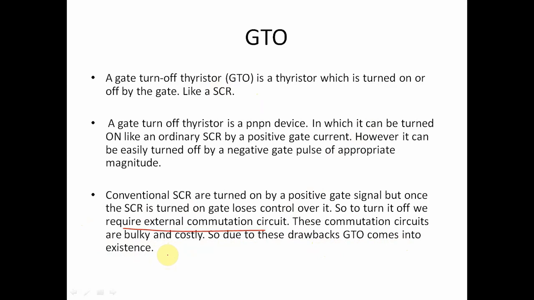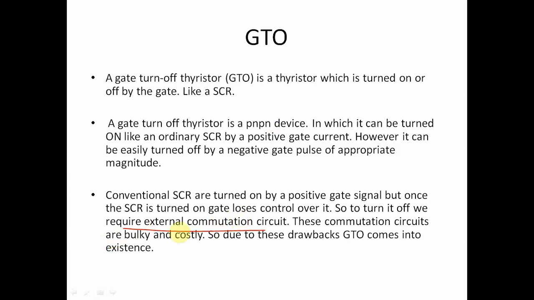What is the drawback of SCR? To turn off an SCR, we require external circuitry. Commutation is nothing but turning off a device, and triggering is nothing but turning on a device. To turn off an SCR we require the external circuit, but to turn off a GTO we do not require an external circuit, because by using the gate terminal we can turn it off very easily.